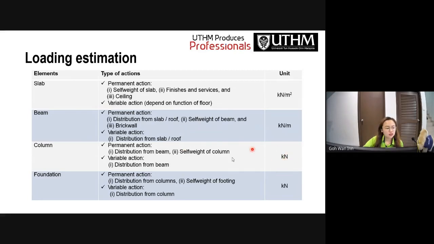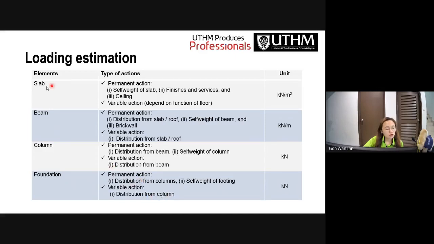Okay, point load here. Permanent actions distribute from the beam and the self-weight of the column. Okay, variable action also distribute from the beam. So this is actually slab to the beam, and then beam will distribute to the column. And all the load from this will go through the foundation. It's also kilonewton. Permanent action distributes from column, self-weight of footing, and variable action also from the column.